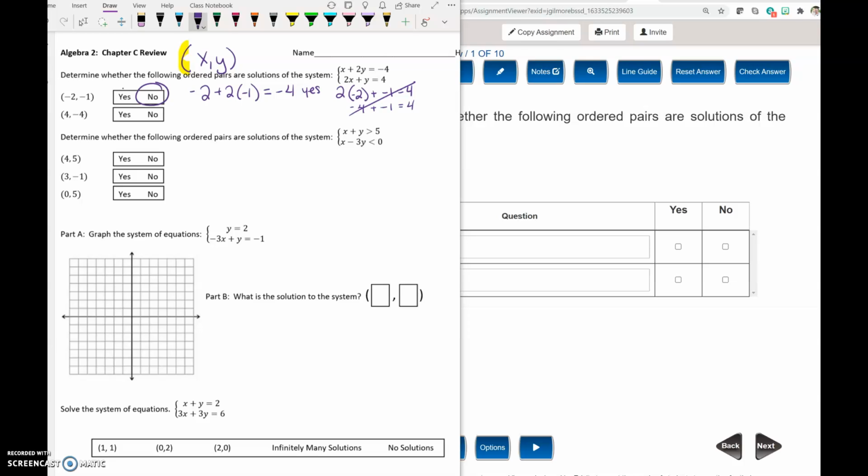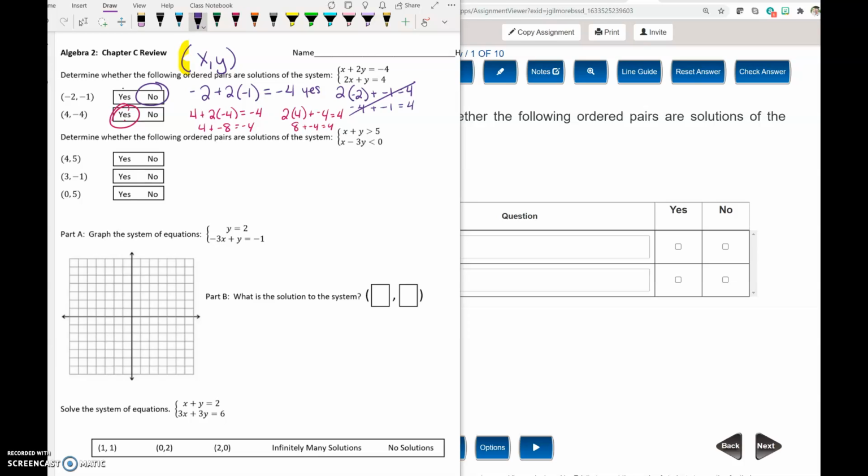The next one, you plug 4 in for x, so I might do this in a different color. 4 plus 2 times -4, and we want to see if that equals -4. 4 plus -8, yes, that does equal -4. Now plug that point into the other equation. 2 times 4 plus -4, does that equal 4? 8 plus a -4, yes, it does equal 4, so that one is a solution.